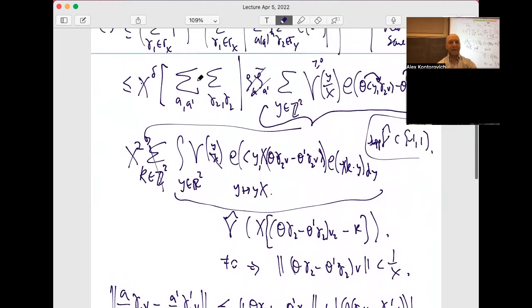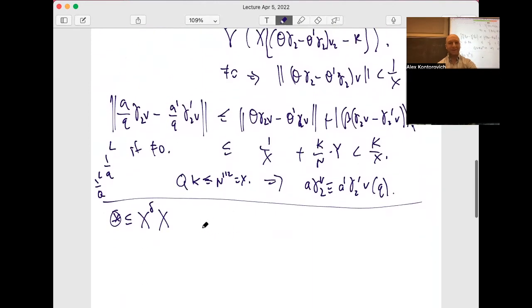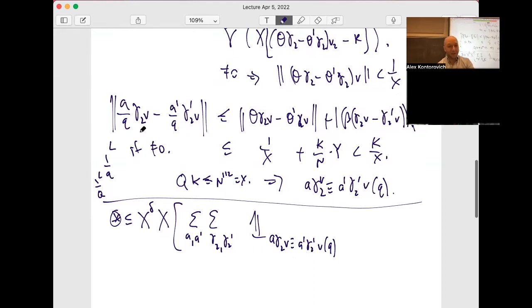Then I have a sum on a prime gamma 2 prime. This will be to the 1/2 still. So I have an a prime gamma 2 prime, and then the indicator function of two things. First of all, this thing, so A gamma 2 V is congruent to A prime gamma 2 prime V mod Q. That's one indicator. And the second indicator, since this thing is 0, the distance to the nearest integer is just this beta distance.